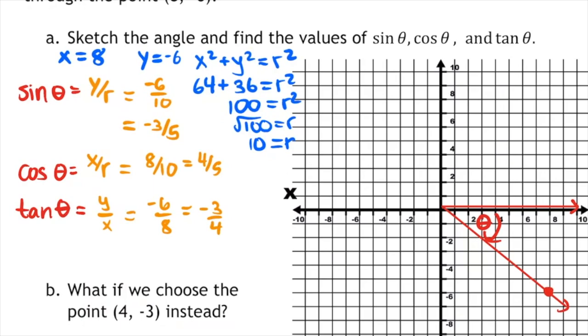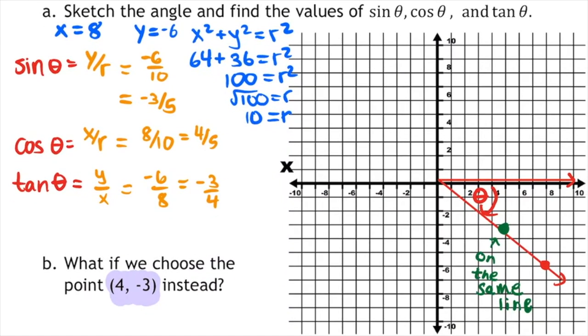So down below, it asks us, what if we chose the point 4, negative 3 instead? So if I come over here and I look, 4, negative 3, if I had drawn this better, is actually a point that is on the same terminal side. So all your trig function values are actually going to be the same thing because it's on the same ray that makes up the terminal side of your angle. So they'll have the same values.